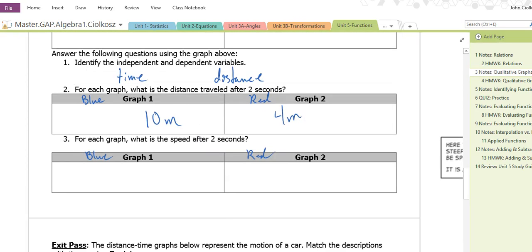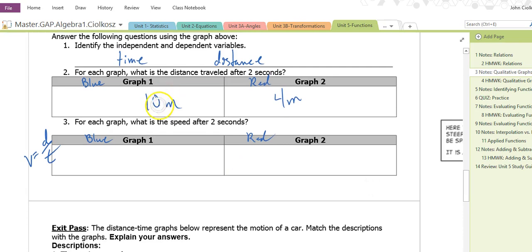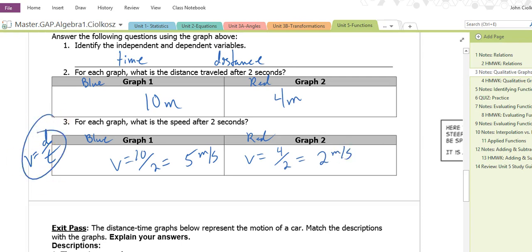The speed, well, let's see. We know that velocity is distance divided by time. And again, that's a note card item. So, for here I went 10 meters divided by 2, so my velocity is 5 meters a second. The red, I went 4 meters in 2 seconds, so it would be 2 meters a second. Again, definitely rock that one on the note card.